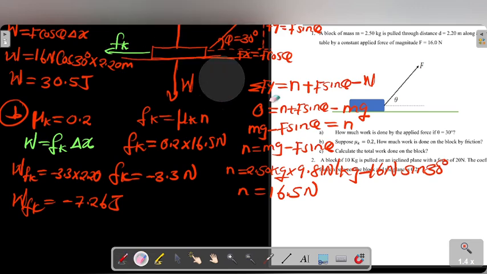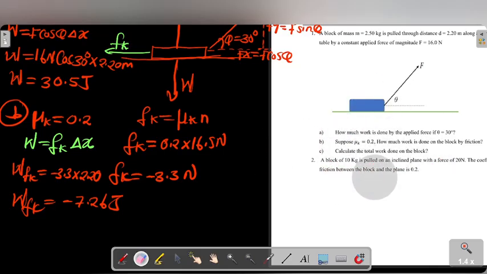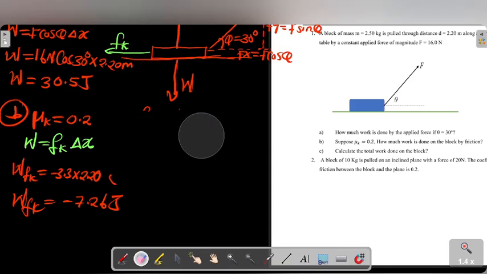So that's what we do. Then we have our last part, that is C. C is asking us to calculate the total work done on the block. So what would be the total work done on the block?